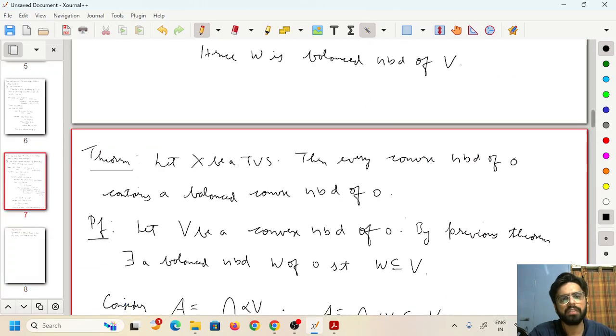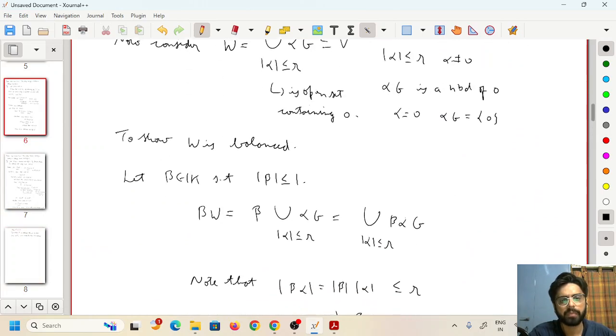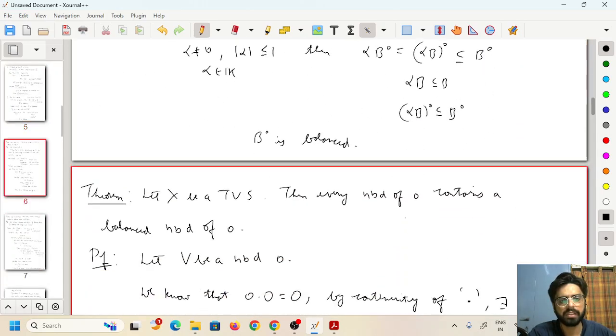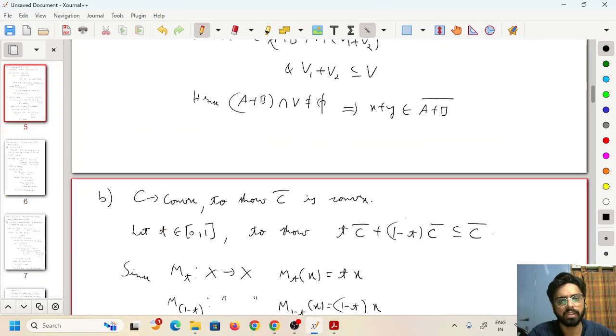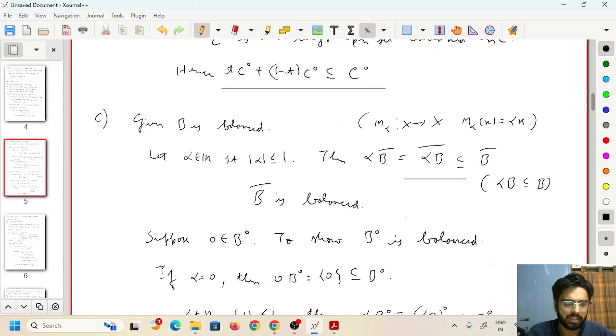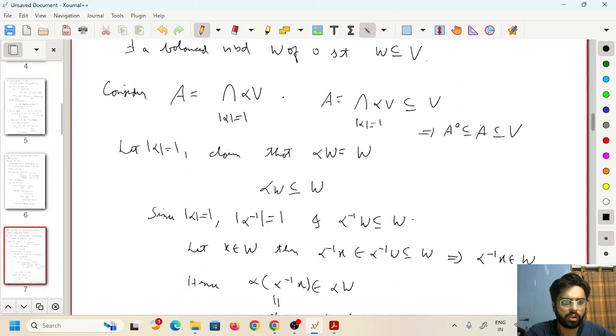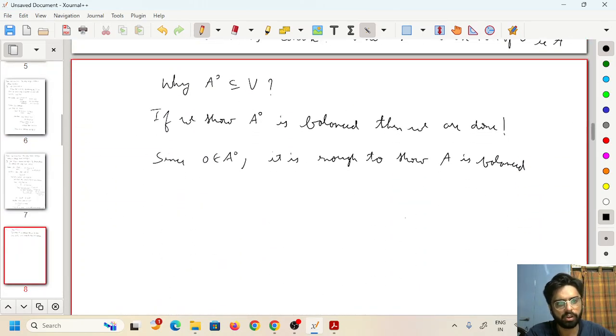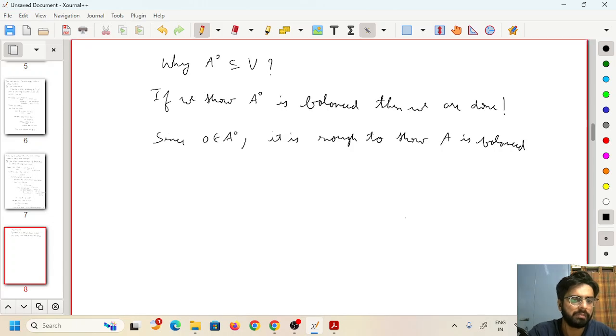Why? Because it follows from our previous theorem here, not the previous one, the one before that, this one. So if B is balanced, then B closure is balanced. Moreover, if 0 belongs to B interior, then B interior is balanced. So in our case, we already know 0 belongs to A interior. So if we show A is balanced, then it would automatically imply A interior is balanced, and that would complete the proof of the theorem.